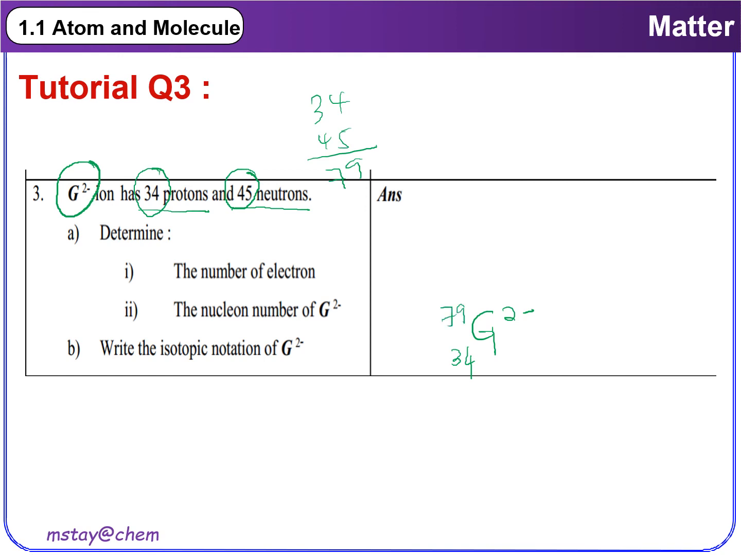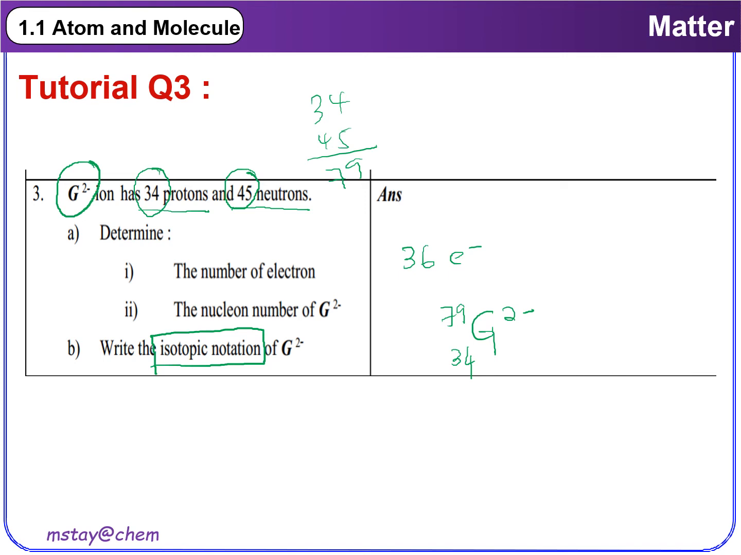Okay, so based on this information, I can get this complete isotopic notation, which is actually this question. Then they ask us to determine the number of electrons. Like just now we mentioned, 2 negative means that this ion G has more electrons than protons. Extra how many? Extra 2. So that's why 2 negative plus 34, so I will get 36 electrons.